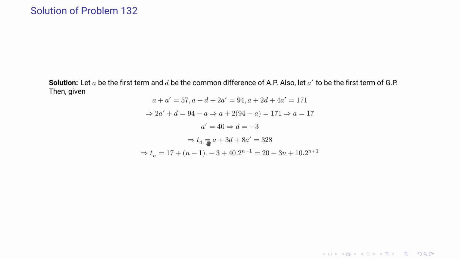So our fourth term would be A plus 3D plus 8A prime. This is the fourth term of the AP, and A prime into 2 to the power 3 is the fourth term of the GP, which will be 328. So the nth term of this sequence would be 17, that is the first term of the AP, plus n minus 1 into minus 3, plus 40, that is A prime, into 2 to the power n minus 1, which is in effect equal to 20 minus 3n plus 10 into 2 to the power n plus 1.